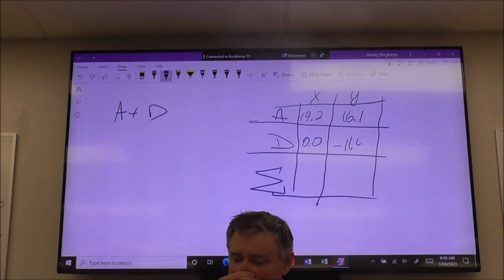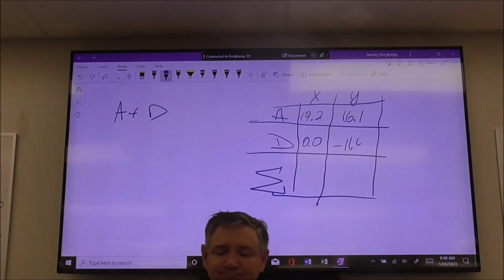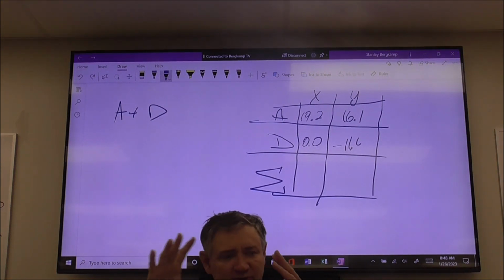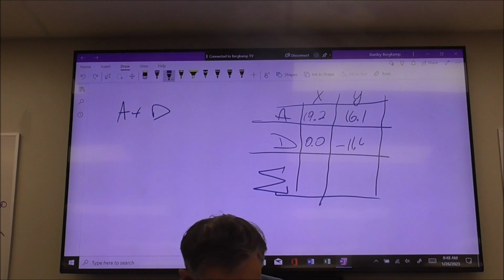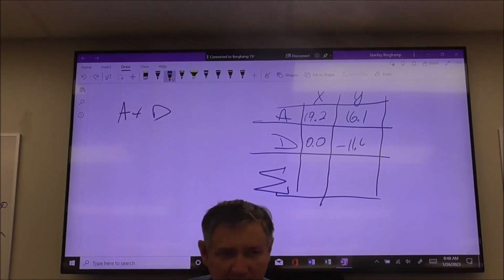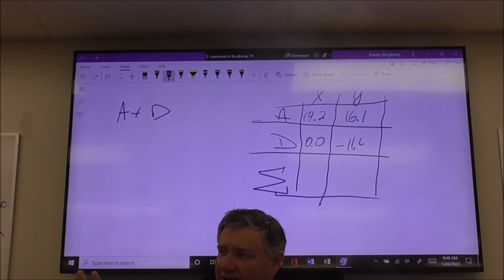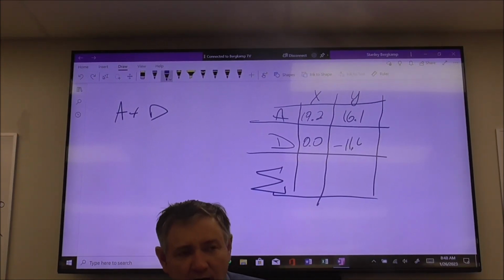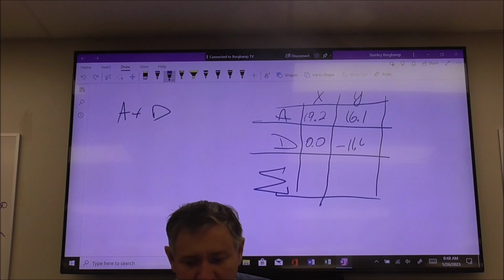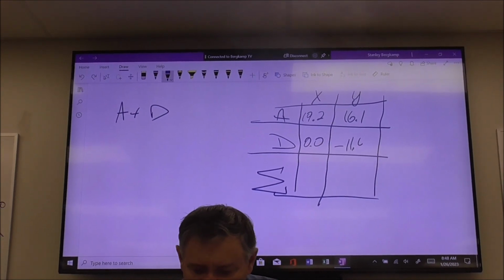So let me give you a visual of what's happening. You have 2 different vectors acting at the same time. So what I do is I'm going to make a sketch, so I have an idea. I'm not going to draw this to scale. I'm going to show you exactly my thought process. Oh, I have vector A and vector D.